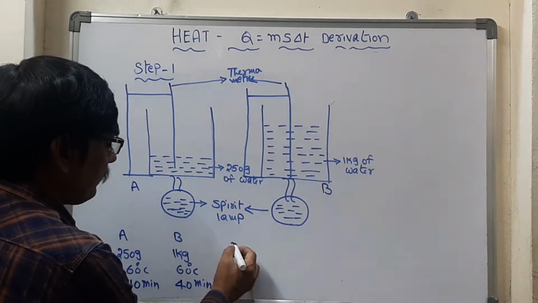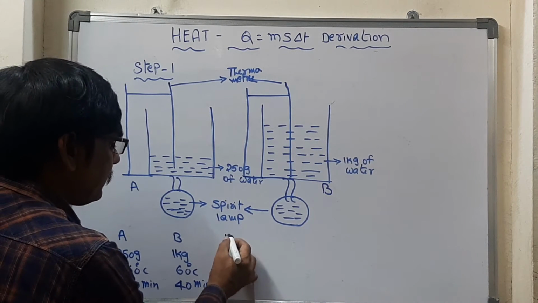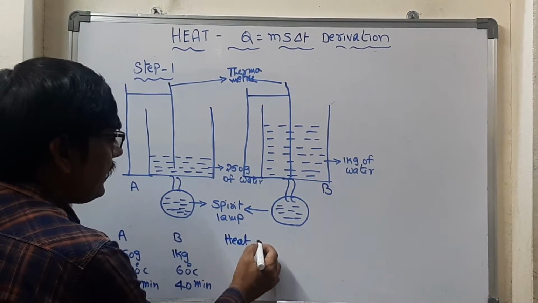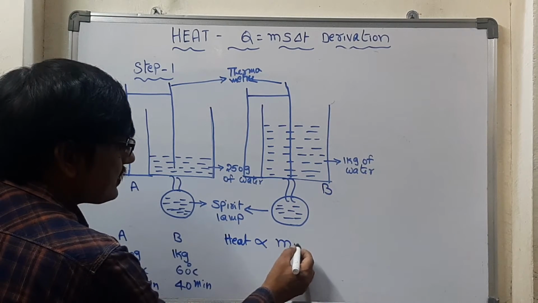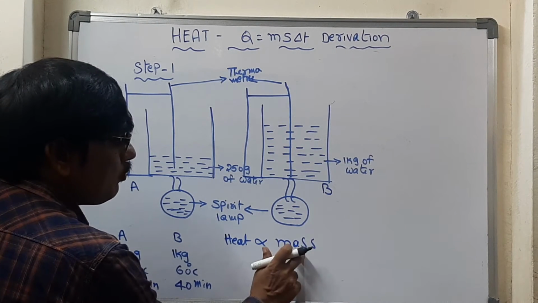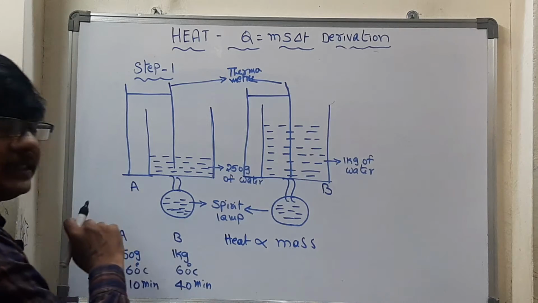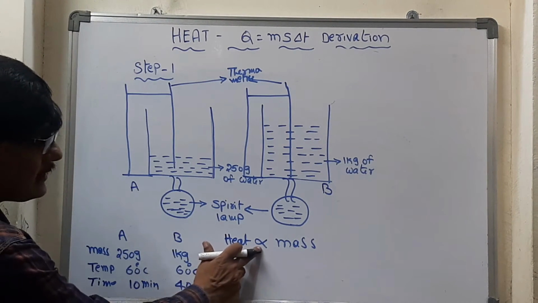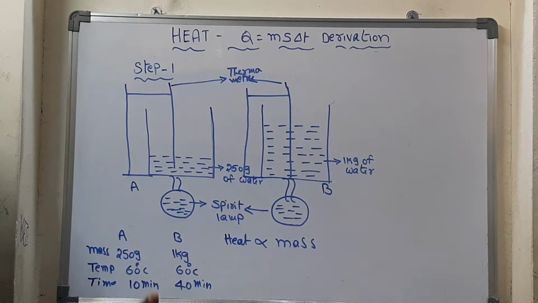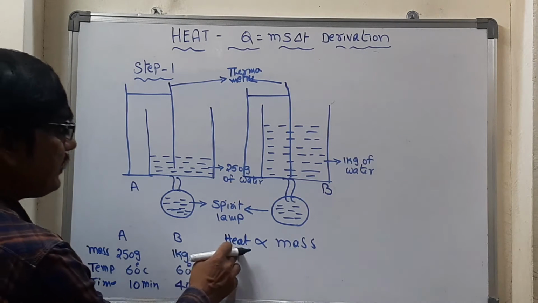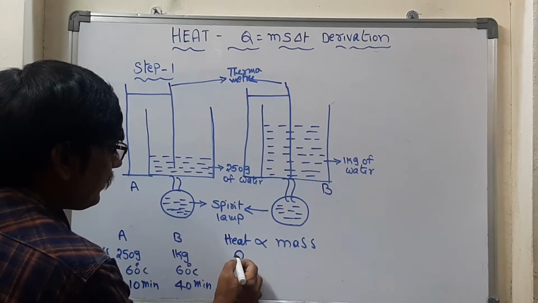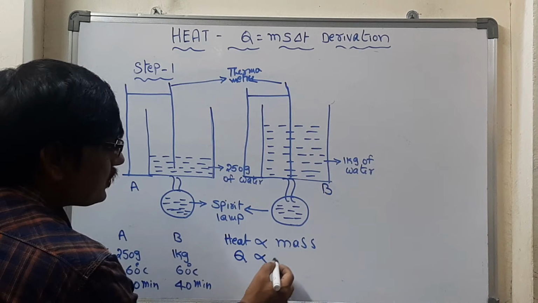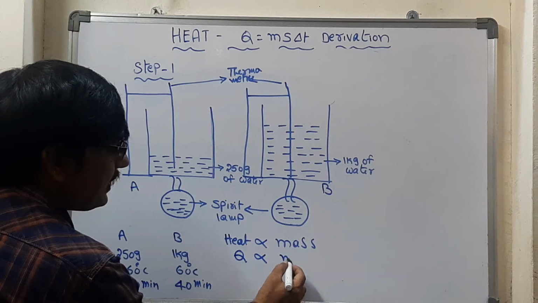By means of that, heat is directly proportional to the mass. Which means more mass, more heat is required. We call this a direct proportion: if one increases, the other also increases; if one decreases, the other also decreases. What is the letter for heat? Q is the letter for heat, and that is directly proportional. What is the letter for mass? M is the letter for mass.